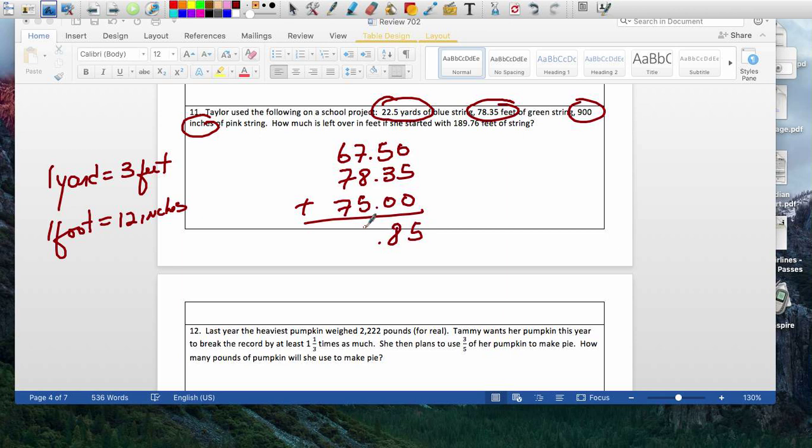85.15 equals 1320, carry 2, 21, 22. So 220.85. How much is left over? She started with 186.79. Obviously, that makes no sense because she used more than she started with.